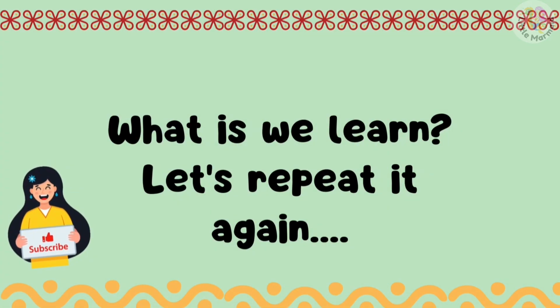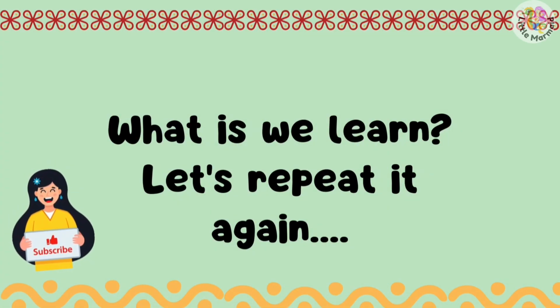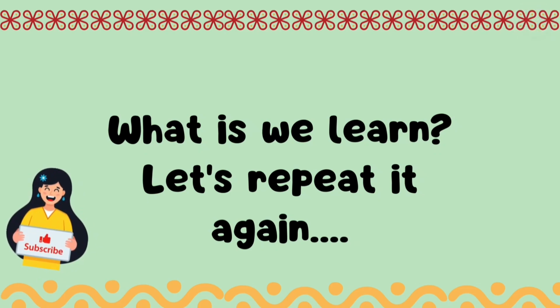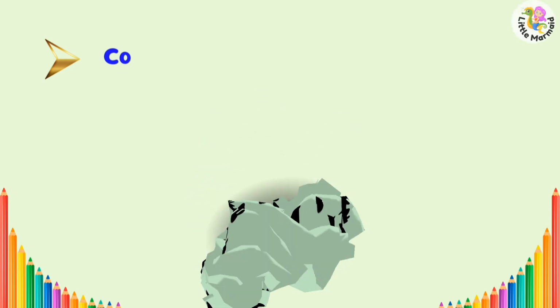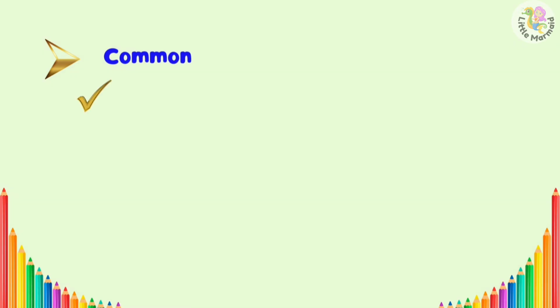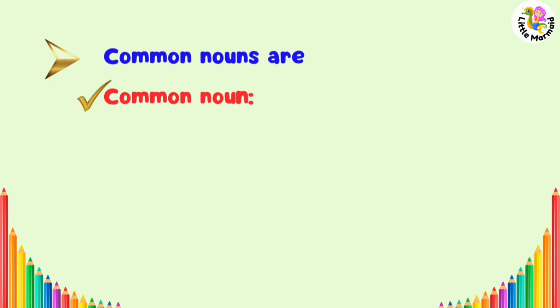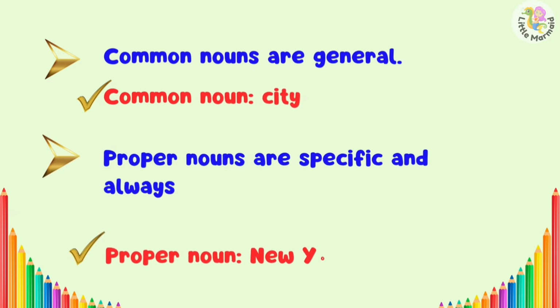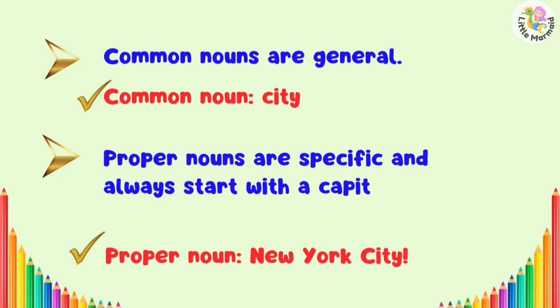What did we learn? Let's repeat it again. Are you ready to learn it? Here we go. Common nouns are general. For example, city. Proper nouns are specific and always start with a capital letter. For example, New York City.